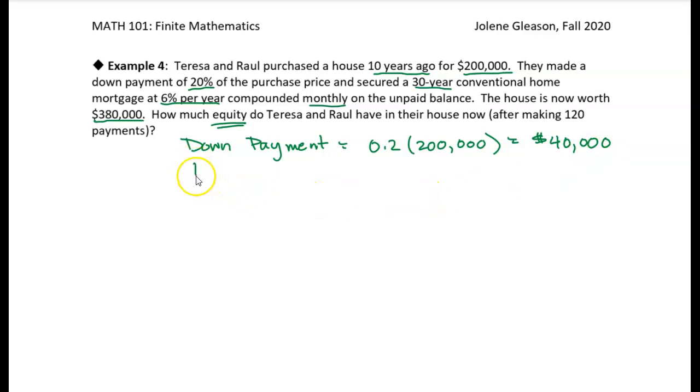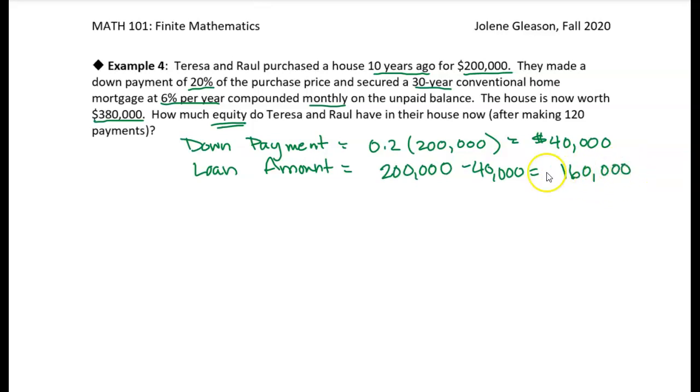So we can use that to figure out the loan amount. If the house cost $200,000 and they paid $40,000 up front, then they had to take out a loan for the remaining $160,000. Okay, so that's their loan amount. Maybe I'll just write this down: the equity is the current value of the home minus the present value of the amount that's still owed. So we need to find the amount still owed, but first, let's figure out their monthly payment.